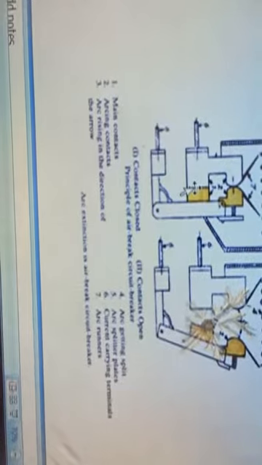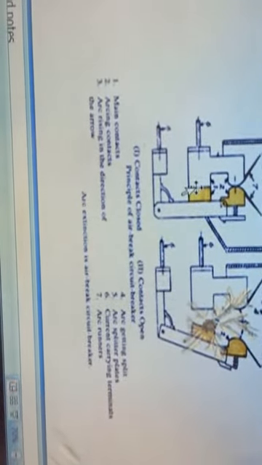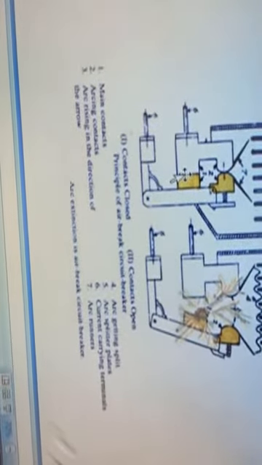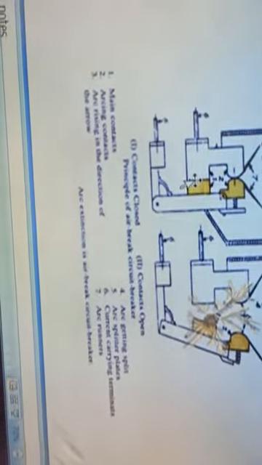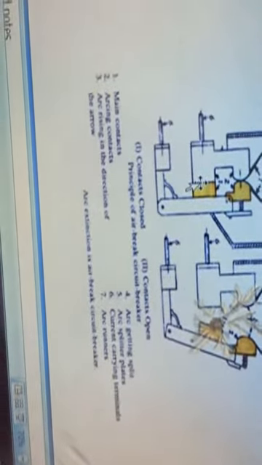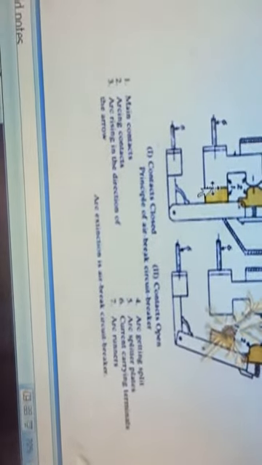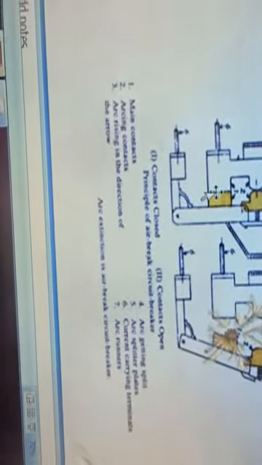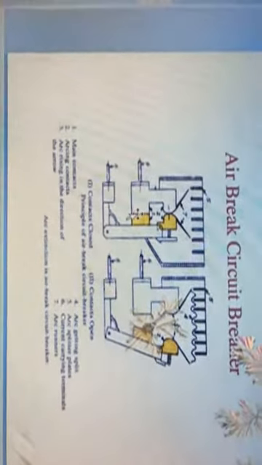So in electromagnetic theory, the force experienced by a current carrying element of length dl meters carrying current I amperes and placed in a magnetic field B webers per meter square is given by the cross product, that is dF is equal to I into dl cross B newtons. So this is nothing but the air brake circuit breaker.